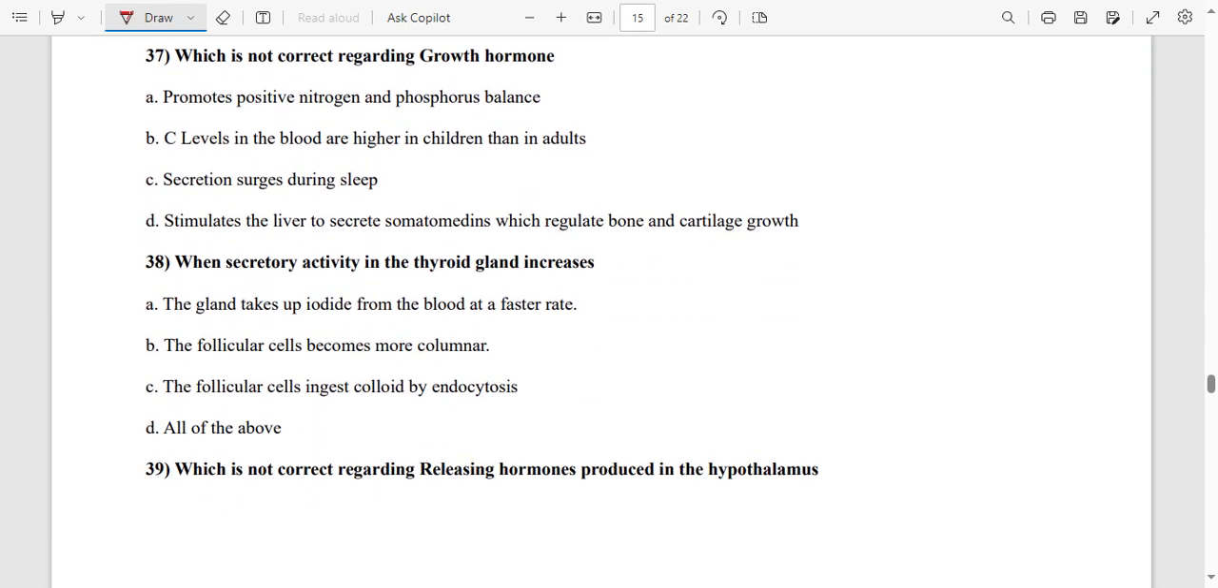Page 7, which is not correct regarding growth hormone? Promotes positive nitrogen and phosphorus balance. Levels in the blood are higher in children than adults. Secretion surges during sleep. Stimulates the liver to secrete somatomedins, which regulate bone and cartilage growth. Which one can you pick? Remember, growth hormone is there for growth, so it will stimulate the liver to produce somatomedins, which regulate bone and cartilage growth. The main thing is growth there.